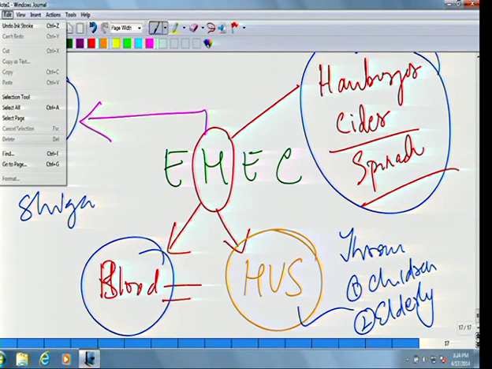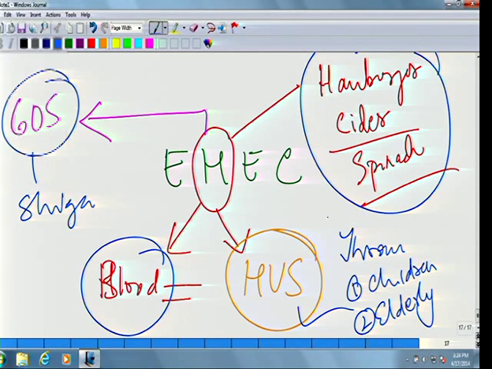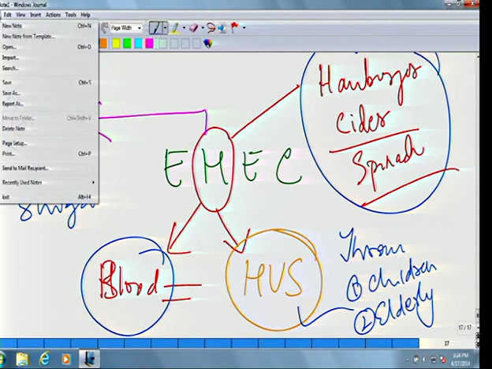How would you differentiate between Shigella and EHEC? No, Shigella is a non-lactose fermenter. Oh, yeah. Okay. So this is sorbitol. This is sorbitol. Okay, and shigellosis causes mucus.